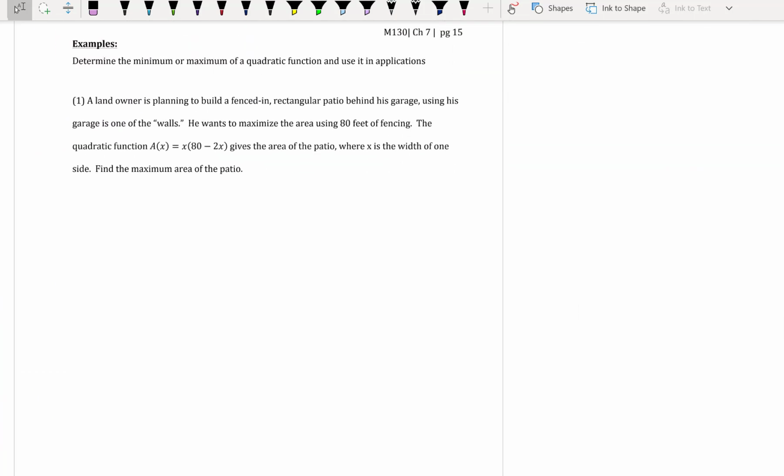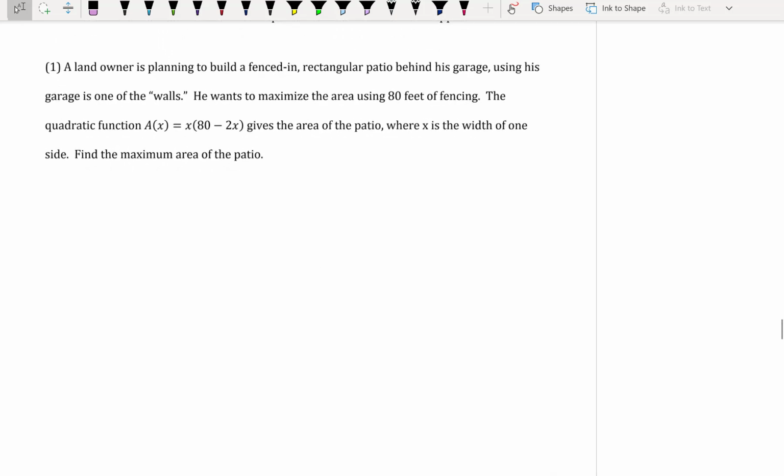Now we're going to deal with our word problems. It says determine the minimum or maximum of a quadratic function and use it in applications. For example, a landowner is planning to build a fenced-in rectangular patio behind his garage, using his garage as one of the walls. He wants to maximize the area using 80 feet of fencing. The quadratic function gives the area of the patio, where x is the width of one side. Find the maximum area of the patio.